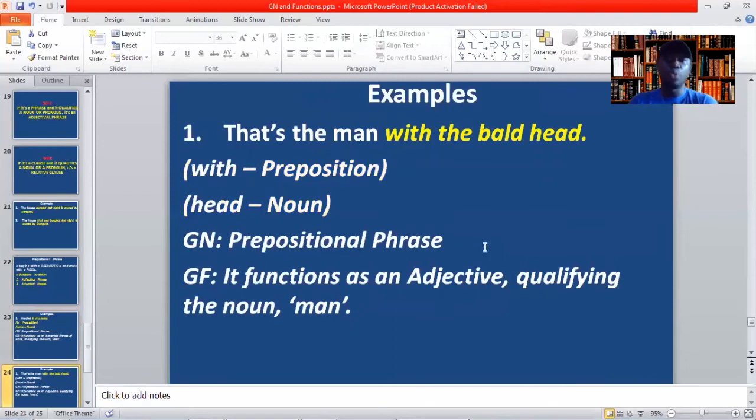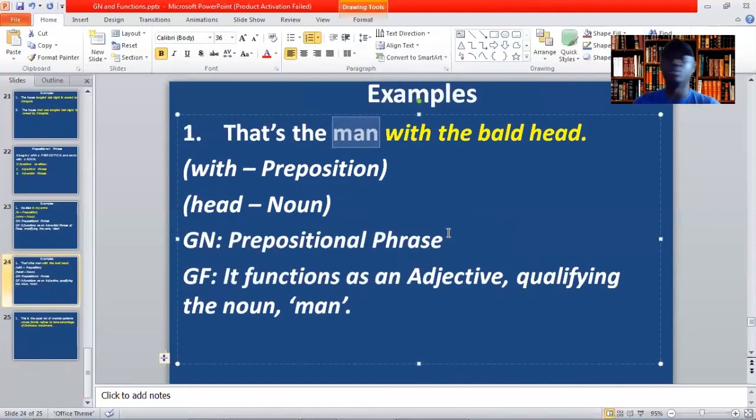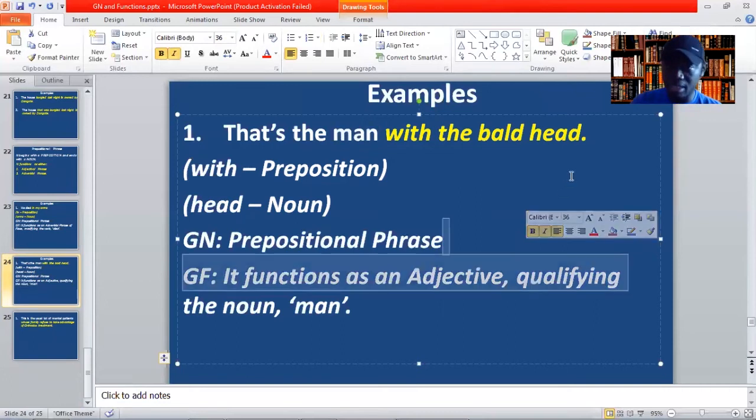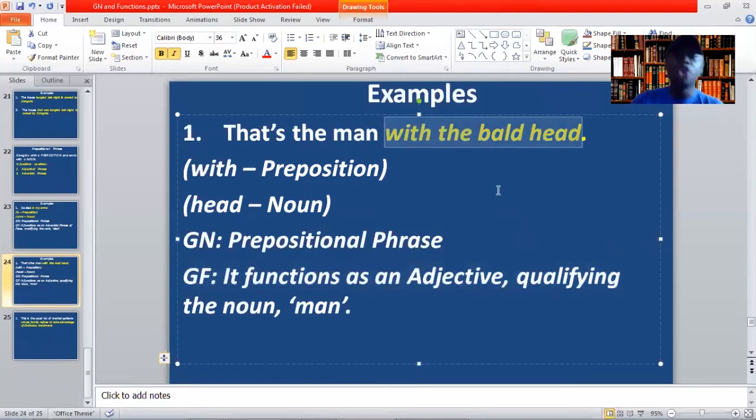That's the man with the bald head. With is a preposition, head is a noun, that makes it a prepositional phrase. It functions as an adjective qualifying the noun, man. It gives you more information about the man with the bald head. Without the phrase with the bald head, you will not know anything about the man.